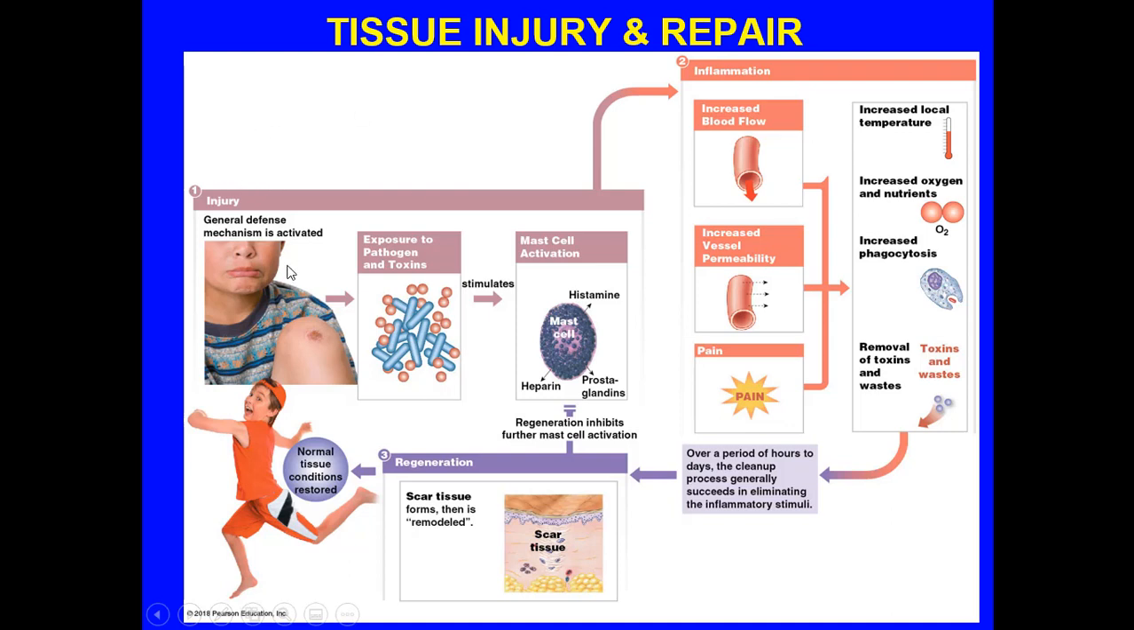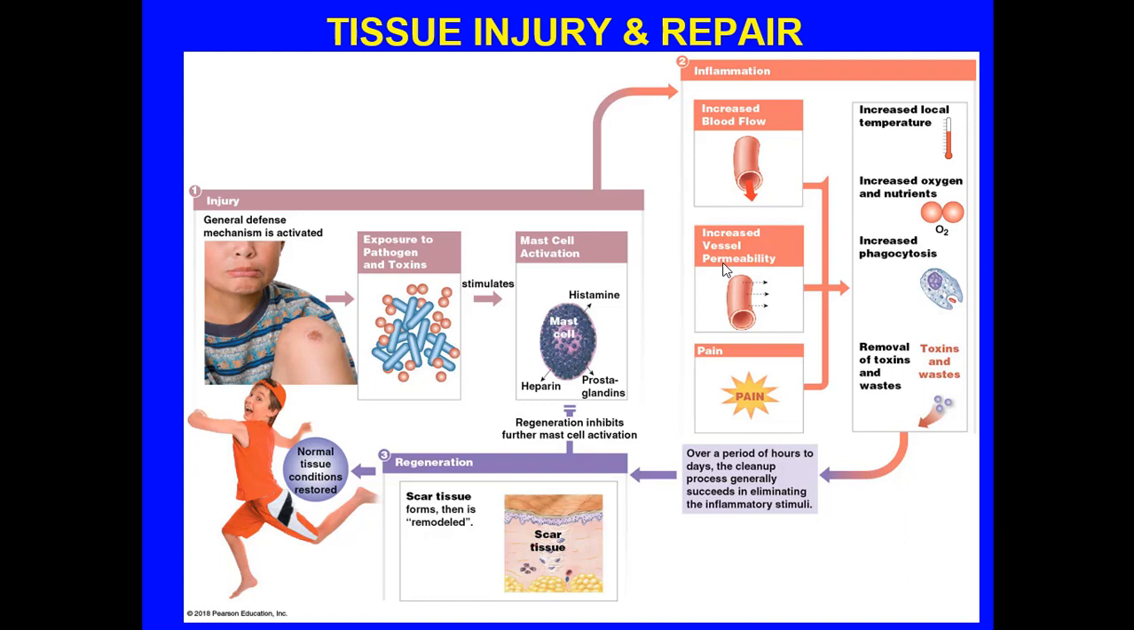Here we have an injury to a young boy, a knee scrape. You have exposure to pathogens and their toxins, which stimulates mast cell activation, which releases, of course, histamine, heparin, and prostaglandins. This will begin to act on inflammation, which means increased blood flow and increased vessel permeability. What I mean by vessel permeability is that fluid in one sense or another will be passed out. This is important to increase the body temperature there, so it increases the metabolic activity of the cells to do repairs and to fight off the infection.